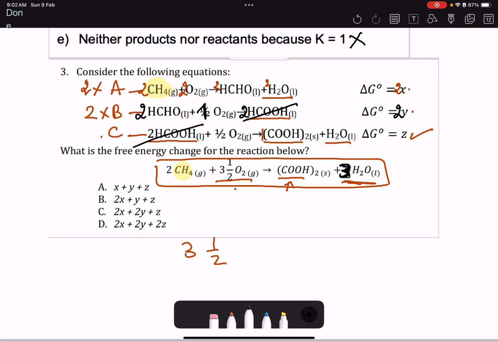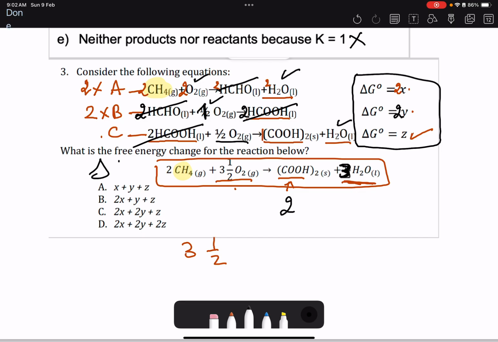And here we go. We have 2HCHO and 2HCHO from this side. We're done. 2H2O and 1H2O, that is 3H2O. 3.5 O2. So the final answer, after we do the changes to equation A, B, and C, we need to add them up. So the final delta G of this equation is going to be 2x plus 2y and z. That is C.